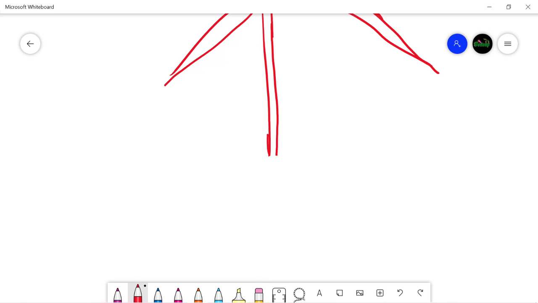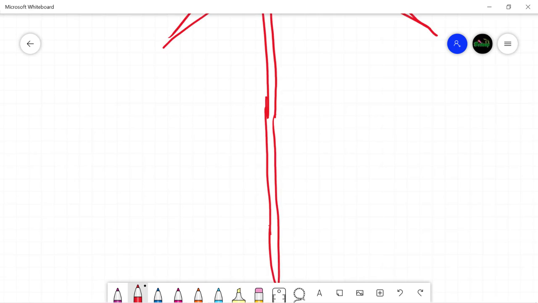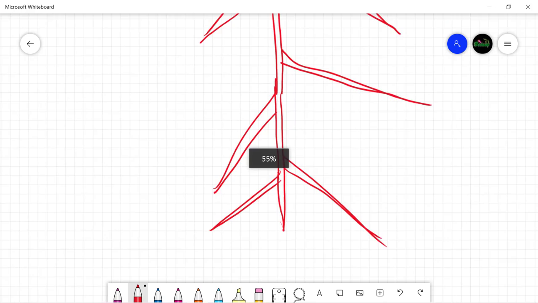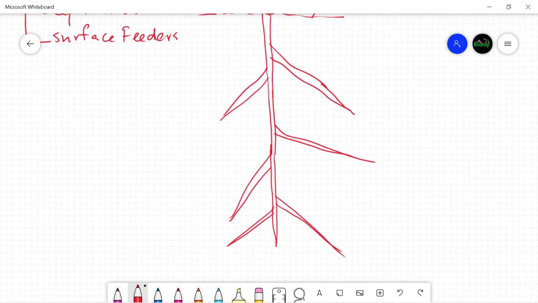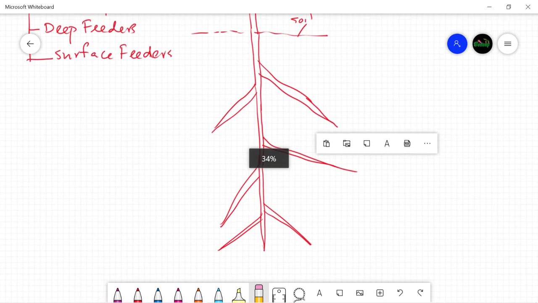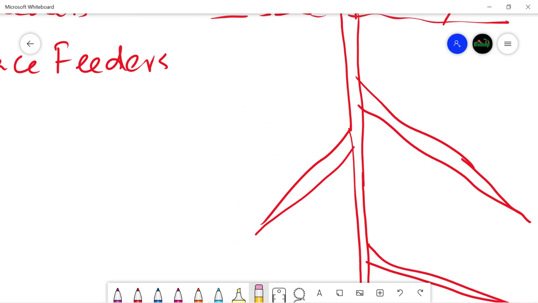Now we can make it even longer to explain the concept. So this is the taproot, and it's going down and down. In this case, this is the deep feeder, and its branches are traveling in all directions. If we just zoom out a little, now you can see that the root has grown downwards to a considerable distance. We can show it growing quite deep, but I think this is enough. So this is an example of a deep feeder plant. Back to the normal zoom.